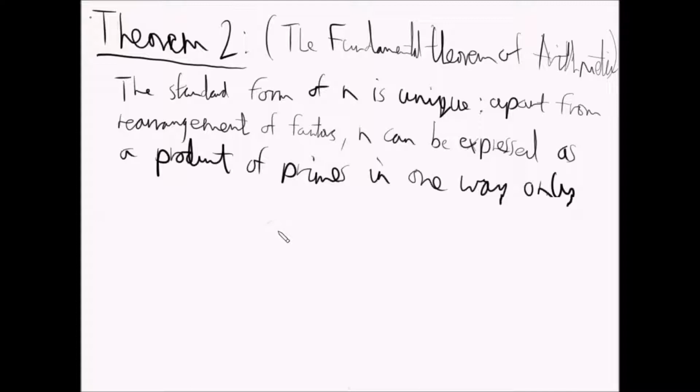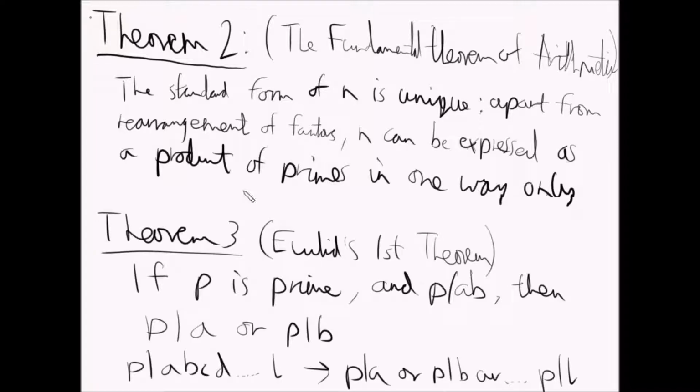We're going to defer the proof of it for now, except to connect it to theorem 3. Theorem 3, otherwise known as Euclid's first theorem, says if p is a prime number and p divides the product ab, then p must divide either a or p must divide b. So this is quite a simple theorem, which again we won't prove right now. Hardy and Wright don't prove these theorems until chapter 2, and we'll follow their progression as well in these videos.